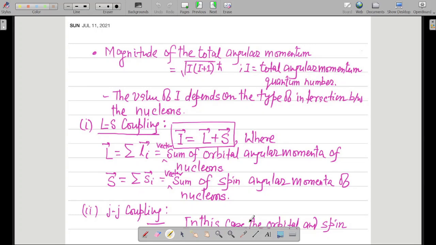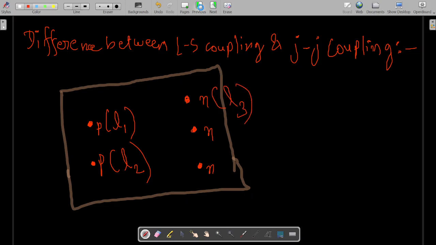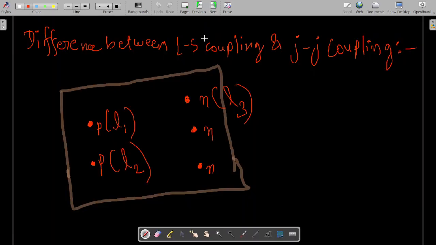Now, the L vector is equal to the summation of Li, that is, the vector sum of the orbital angular momenta of the nucleons. Suppose the orbital angular momentum of this one will be L1, for this one L2, for this one L3, because L represents orbital angular momenta. This neutron has L4 and this one has L5.